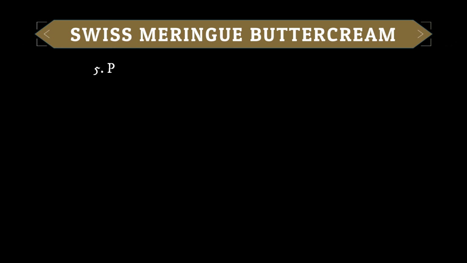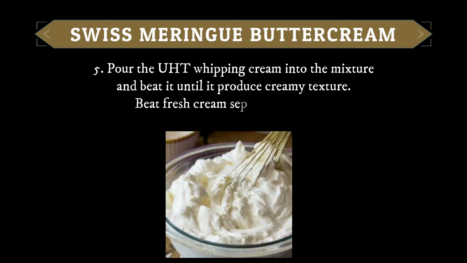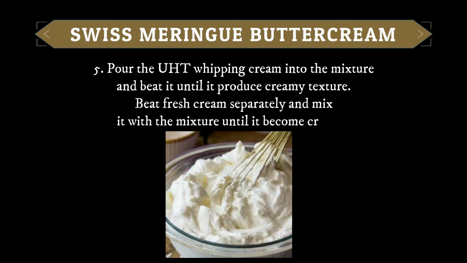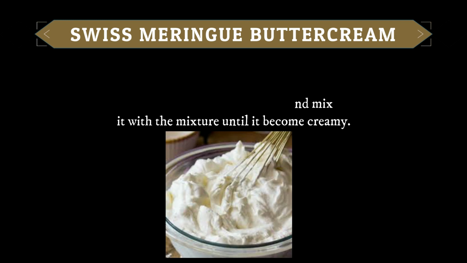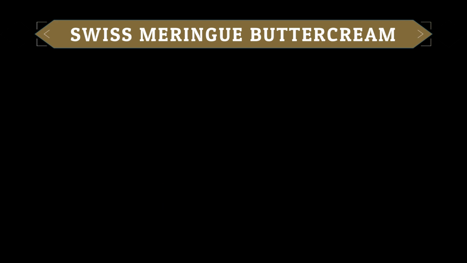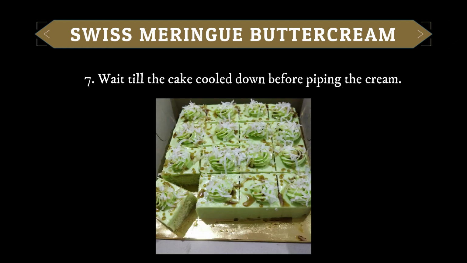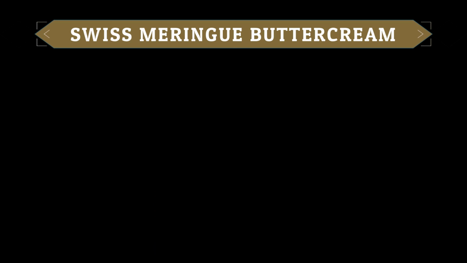After we mix with the butter, we pour the UHT whipping cream into the liquid and we beat them until it produces a creamy texture. In a different bowl, we need to beat the fresh cream, and after we do that, we mix it together with the mixture until it produces a creamy texture. The last ingredients that we need to mix together are the coconut milk and gula melaka. After we mix together all the ingredients for our topping, we need to wait until the cake is cooled down enough before we go into piping.